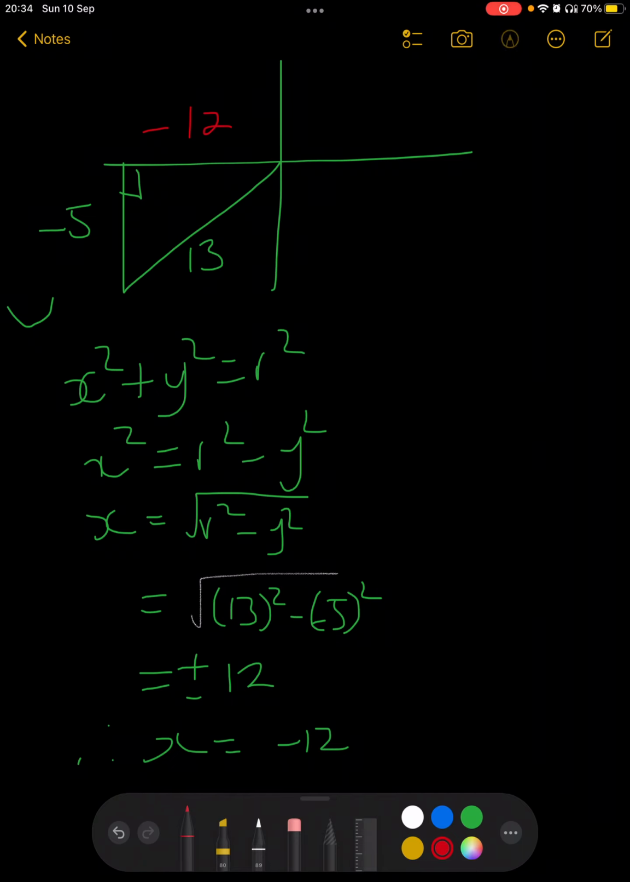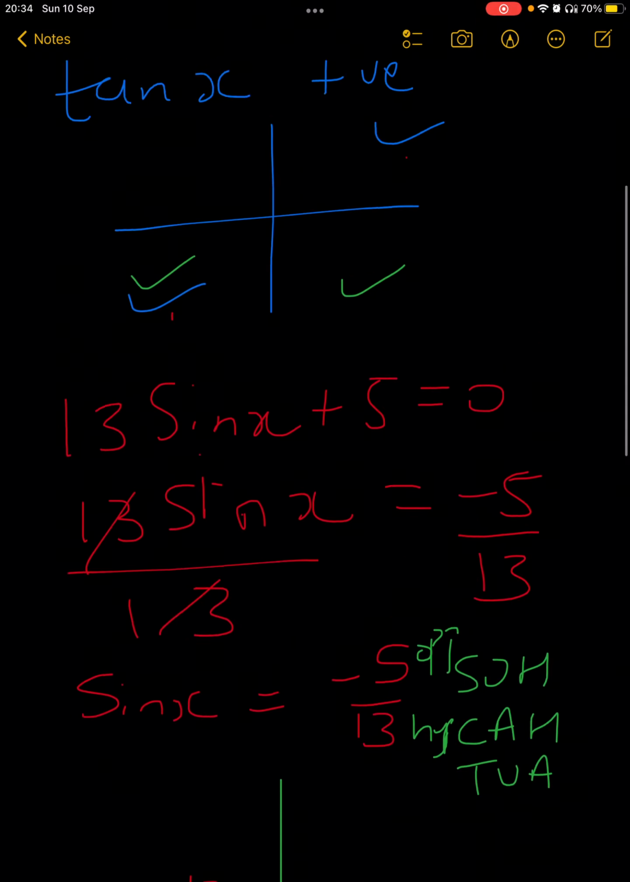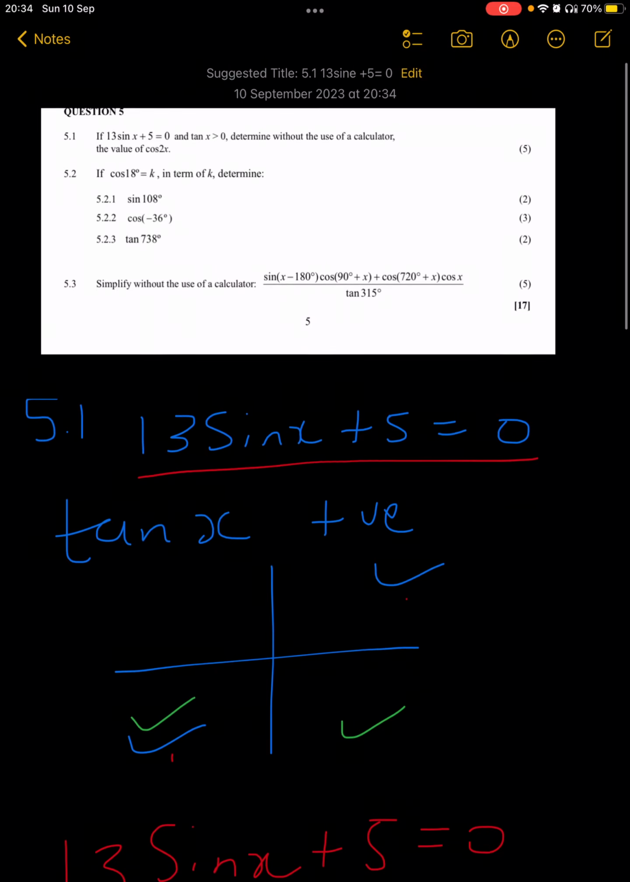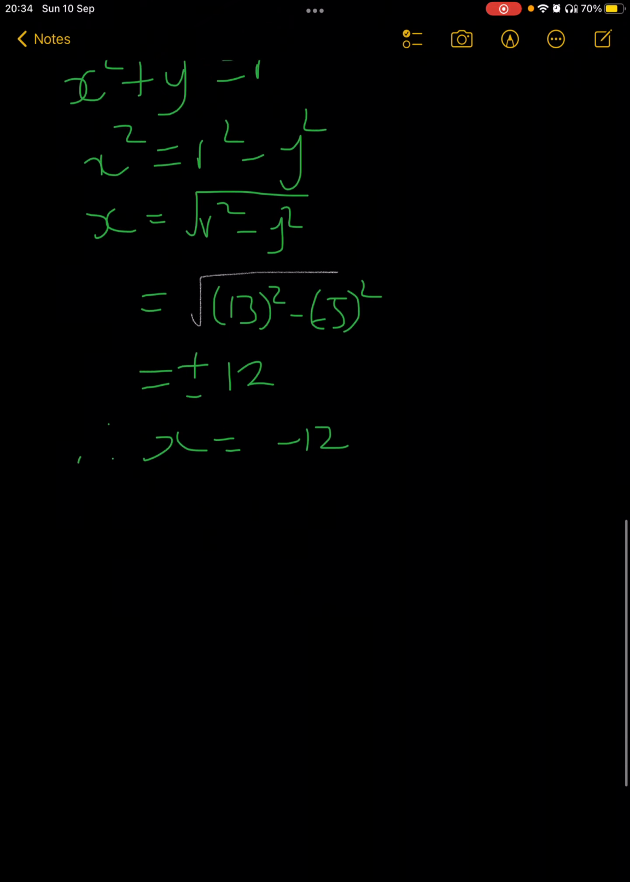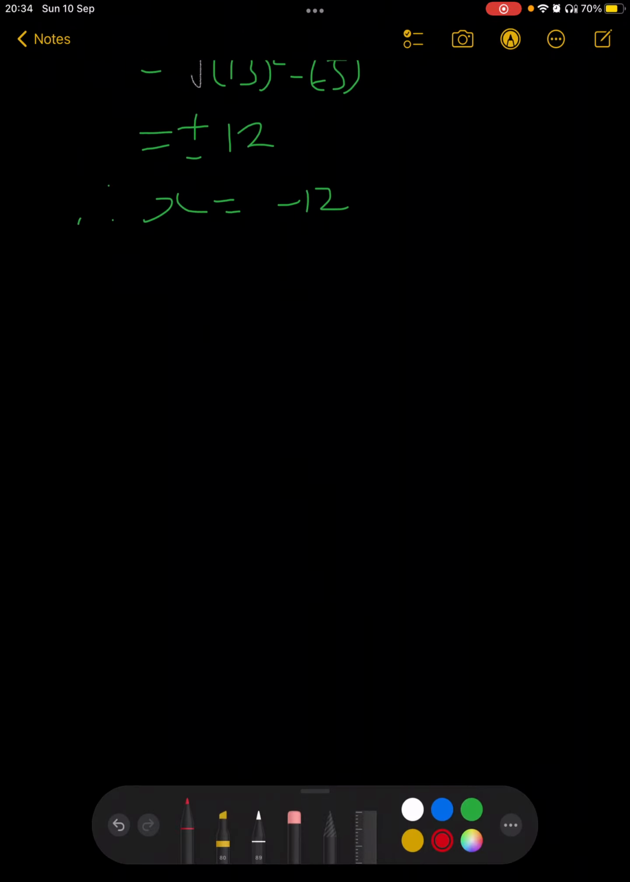Now let's quickly go back to the question. What exactly was it asking? They say if 13 sine x plus 5 is equal to 0 and tan of x is greater than 0, which means it's positive, determine without the use of a calculator the value of cos 2x. Now, the value of cos 2x.